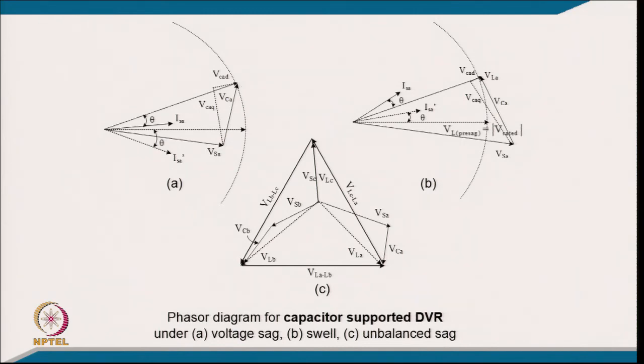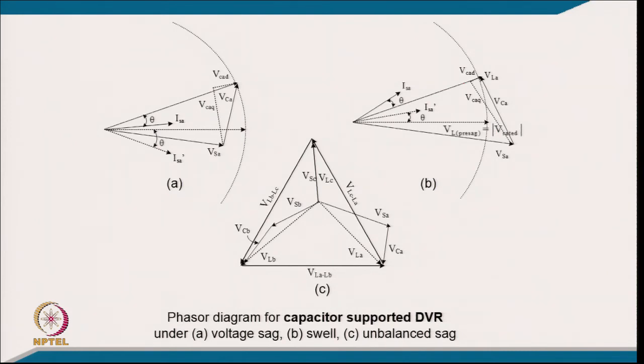So, the second case is a voltage swell. Your voltage has increased, ideally the voltage should be lower like this, but suddenly the voltage has increased more. So, you have to reduce the voltage by again injecting a voltage, but this injection has to be at exactly 90 degrees for the purpose of reactive power injection only, not active power, because active power will not be there in a capacitor supported system. But of course, for voltage regulation you may require a little active power, that has to be accordingly taken care of in the phasor diagram also.